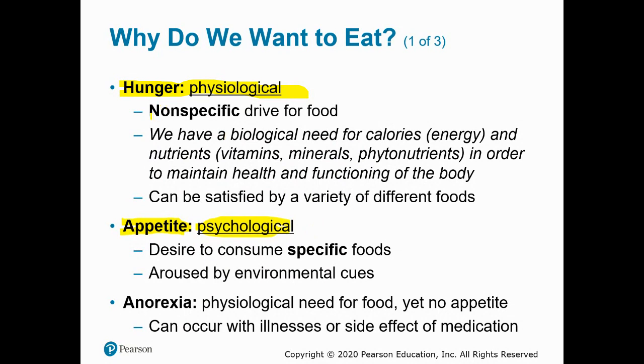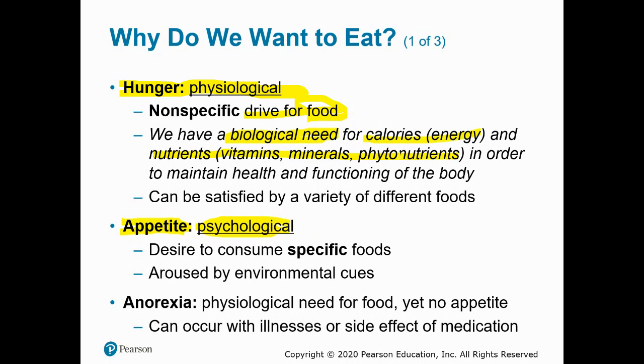So hunger is a non-specific drive, or you could even say a biological need for food. And again, food means calories and nutrients: vitamins, minerals, phytonutrients, phyto meaning plant. Nutrients means these components of food that are essential for human health. So phytonutrients are nutrients that come exclusively from plants. Again, we're going to talk more about those in unit 3.